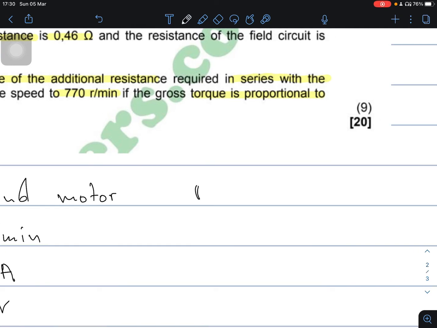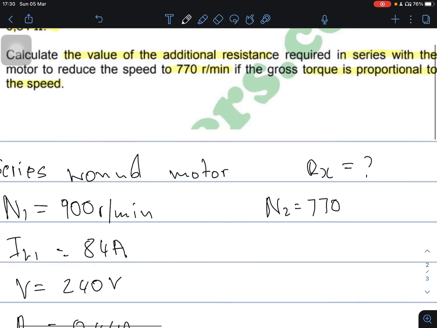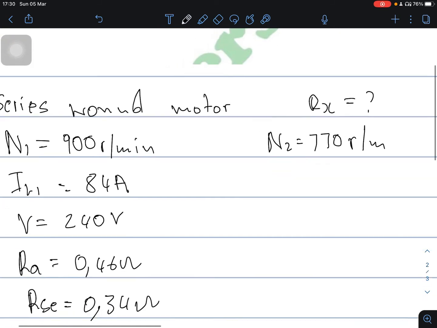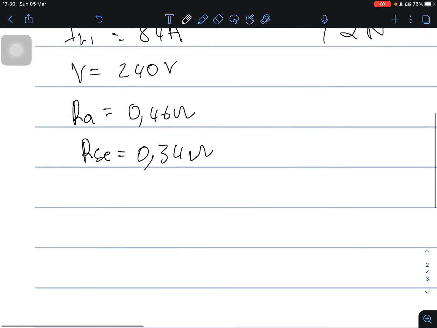They want us to calculate the additional resistance required in series with the motor to reduce the speed to 770 revs per minute, if the gross torque is proportional to the speed. So they want us to calculate Rx. Okay guys, now let us draw the circuit.